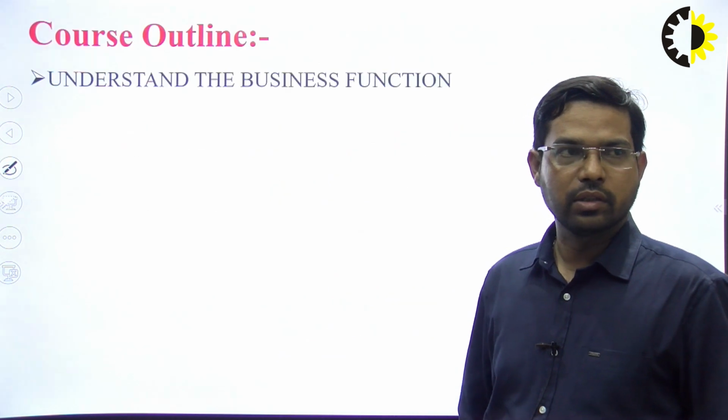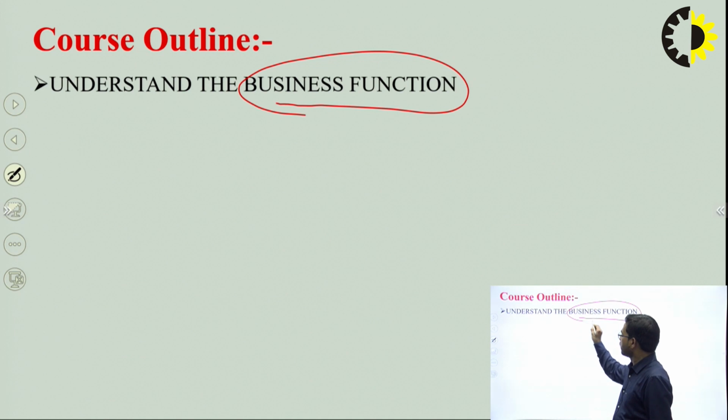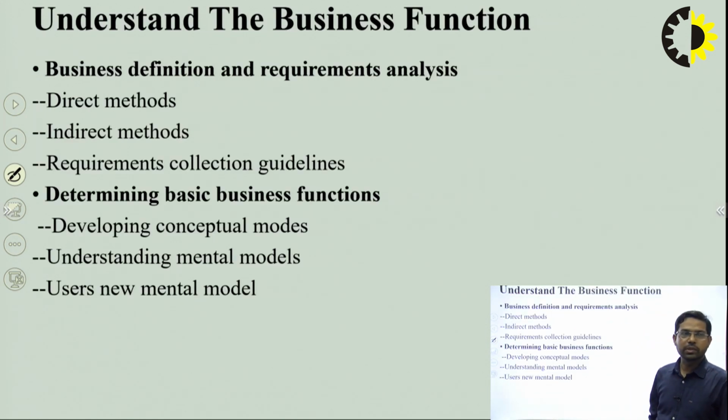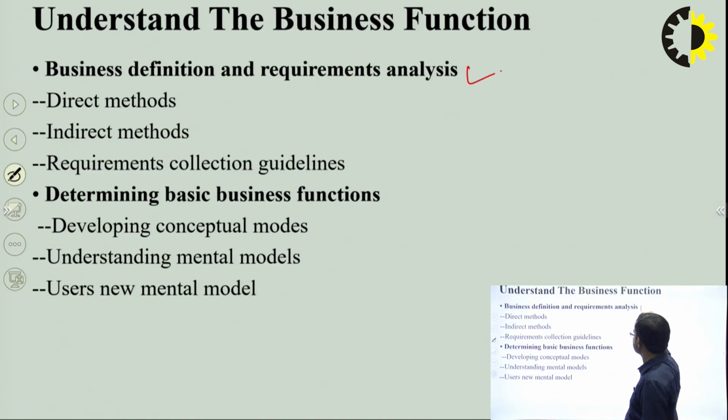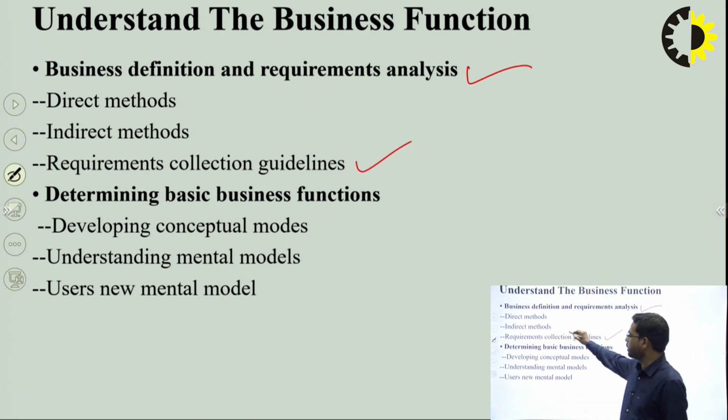So let's start. Understanding the business function is today's topic. First is business definition and requirement analysis. Business definition means we have to define the business by three different methods. First is the direct method, where we communicate directly. Second is the indirect method, where we use a third party and communicate indirectly. The third one is the requirement guidelines.